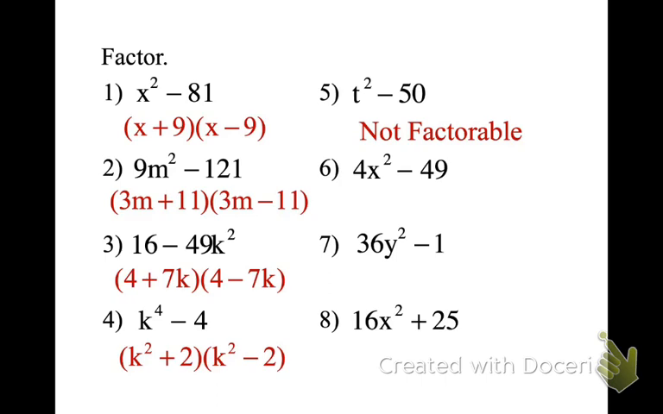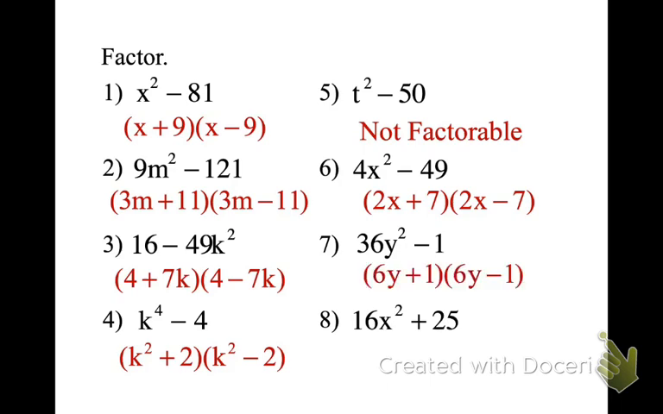Veronica. 2x plus 7 times the quantity of 2x minus 7. Good. Next one. Julio. 6y plus 1 times 6y minus 1. Next one. Rami. I got 4x plus 5 times the quantity of 4x minus 5. Agree? Okay, let's try it.